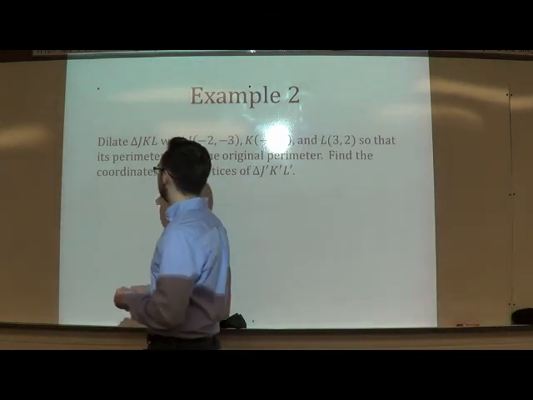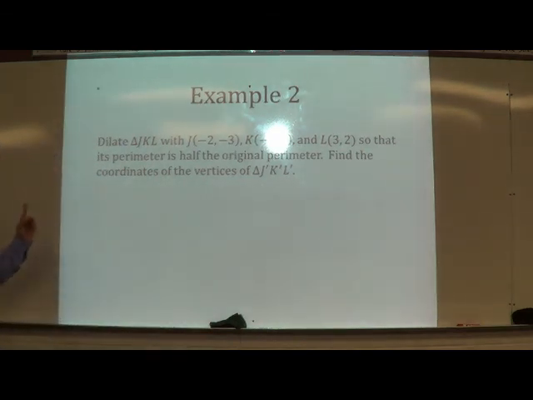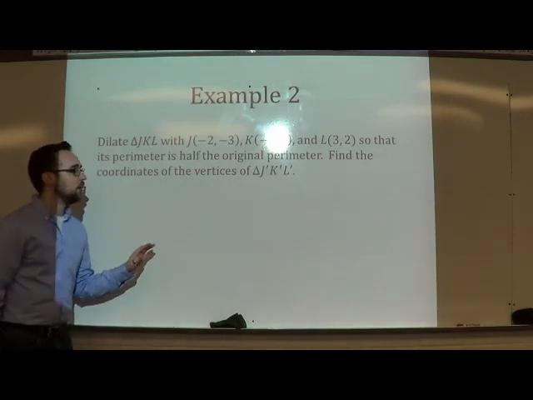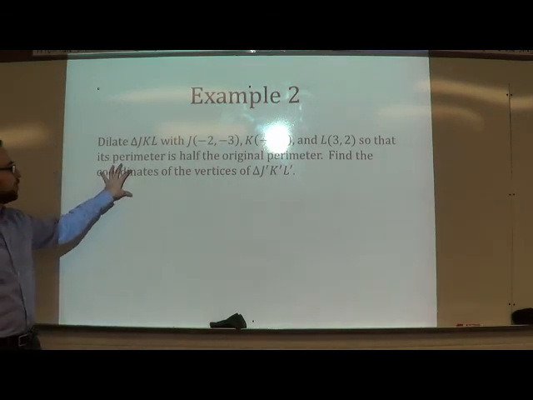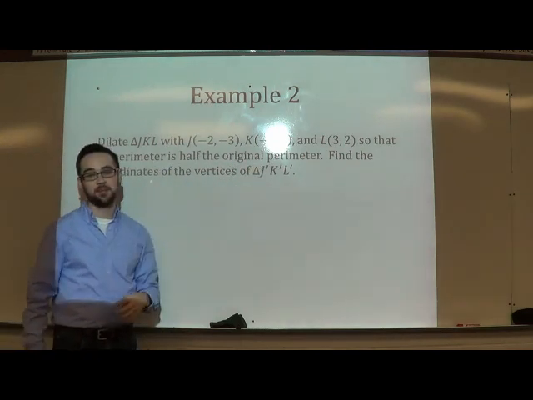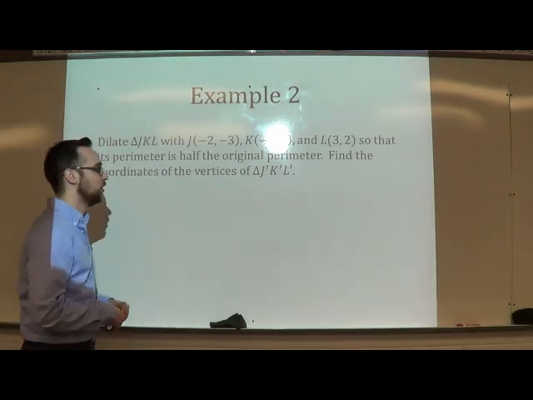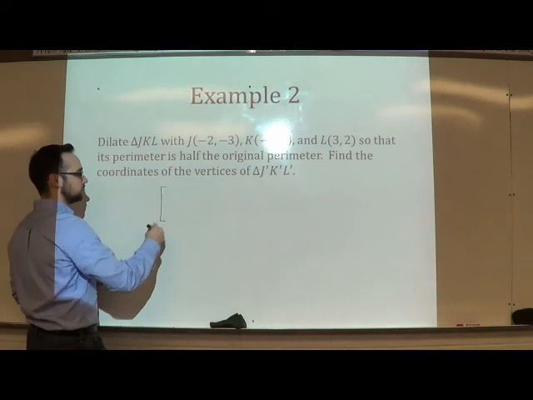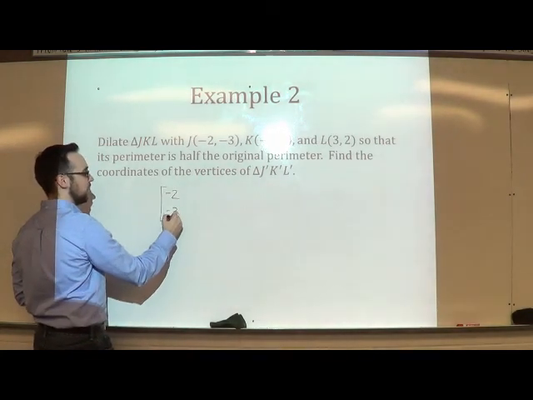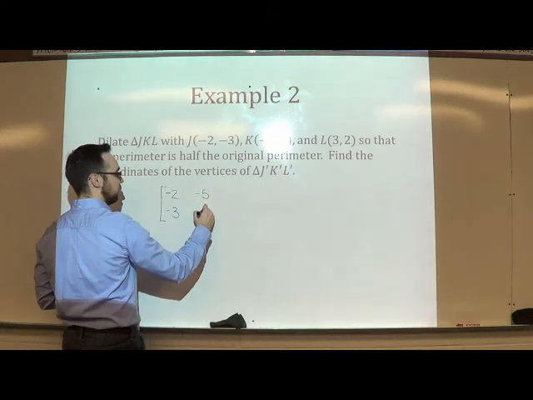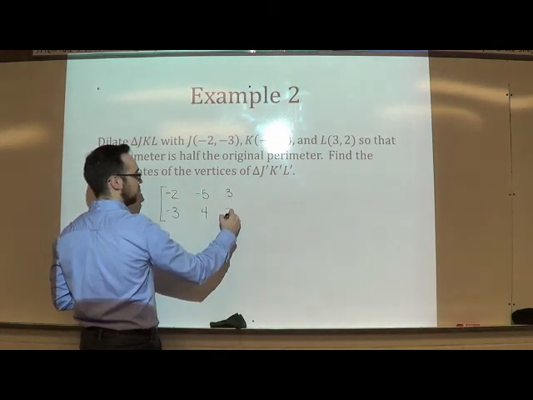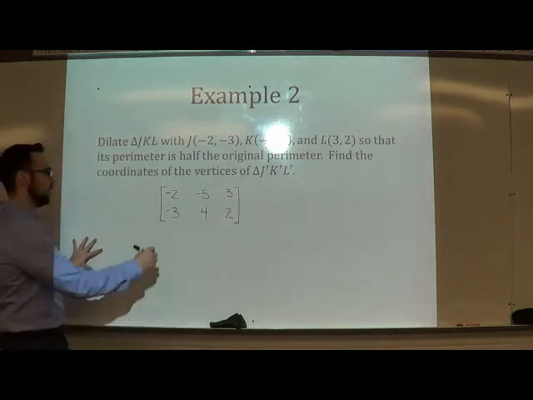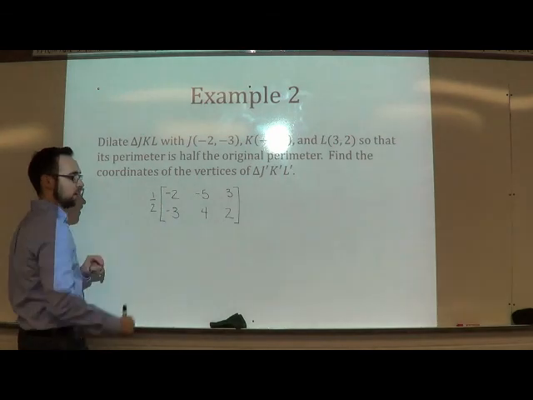So example number 2, we have a triangle JKL with the vertices J(-2, -3), K(-5, 4), and L(3, 2). We want to find this so the perimeter is half of the original perimeter. All that means is we're changing it by a scale of 1/2. So we're scaling this down. So first let's start by writing our vertex matrix. Again, x is on the top, so we have -2, -3. We have -5, 4. And we have 3, 2.